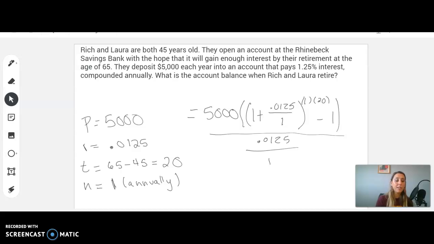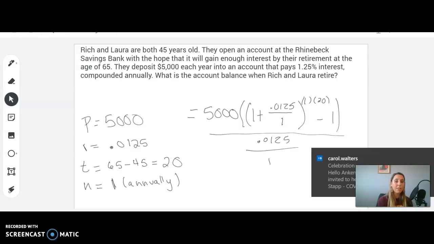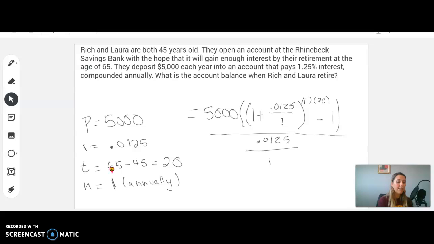So I plugged in the different numbers that we know. The principal is 5,000 each time. That is what they're going to be depositing each year. And my interest rate was 0.0125. I had to figure out the years. I had to be a little bit crafty, so I needed to figure out the difference between 65 and 45, and that is 20 years. And it's compounded annually, so my N is going to equal 1. So I plugged that into the formula, and now we just need to do the calculations in Desmos.